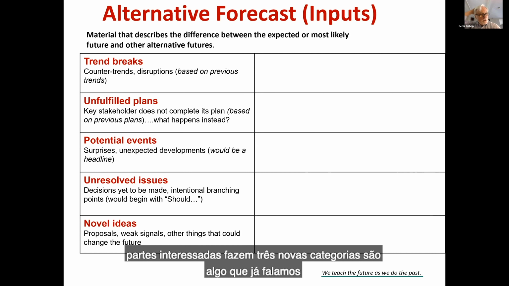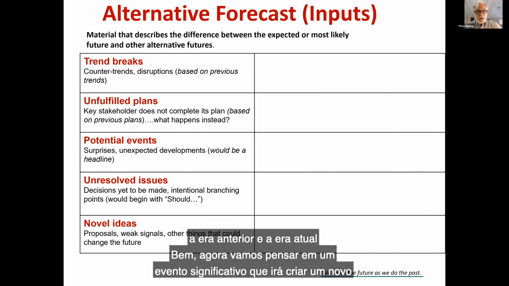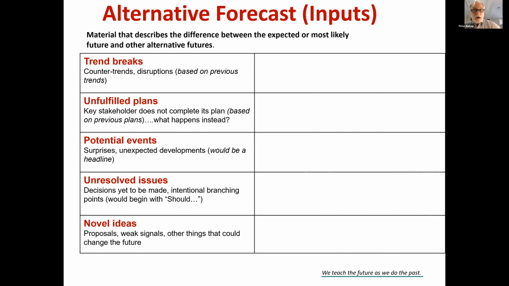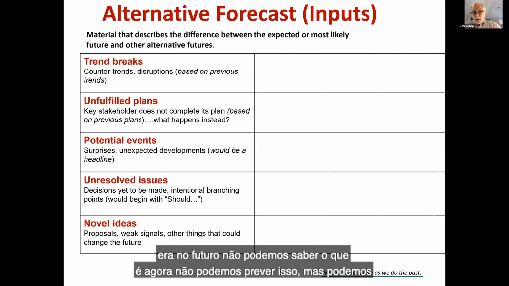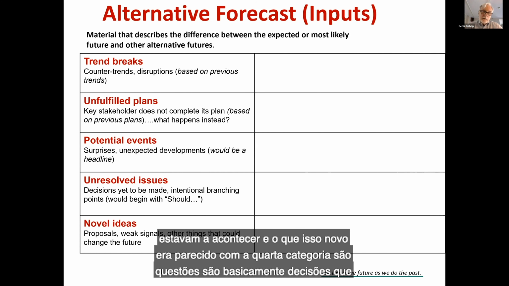Three new categories are something we've talked about already, potential events. Remember, we did events when we looked at the difference between the previous era and the current era. Well, now we're going to think about a significant event that will create a new era in the future. We can't know what it is, we can't predict it, but we can ask the question, what if? What if this event were to happen? What if that event were to happen? And what would that new era look like?